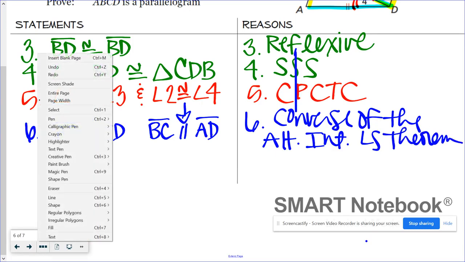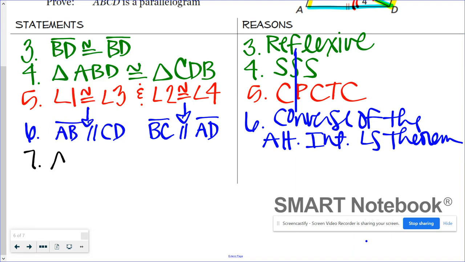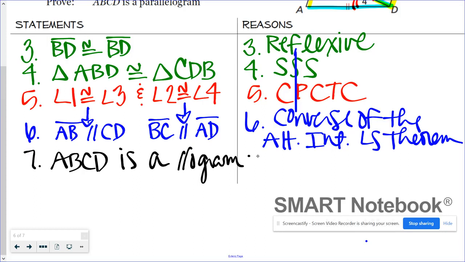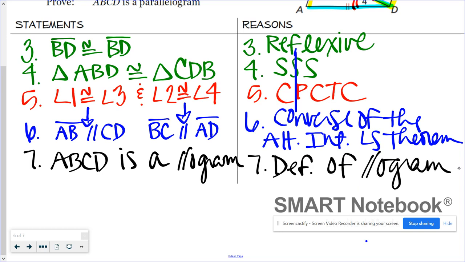Thus, ABCD is a parallelogram by definition of parallelogram. That's how I abbreviate it: definition of parallelogram, right?